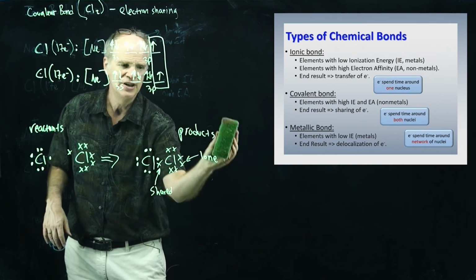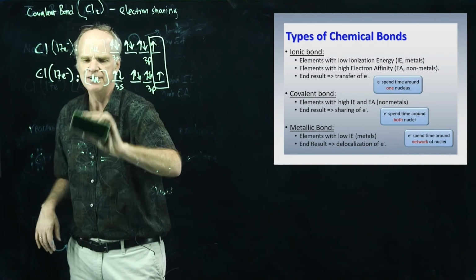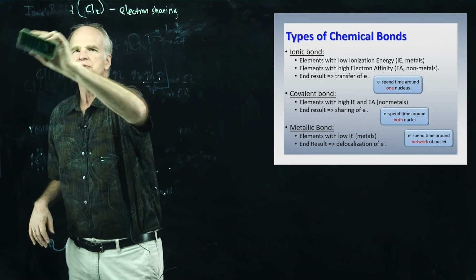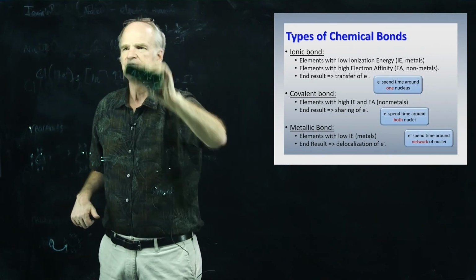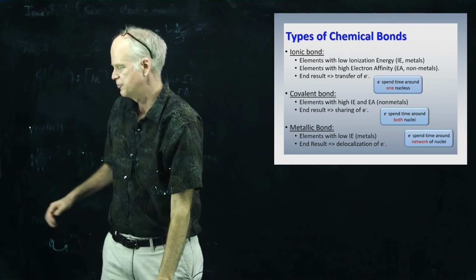Okay, so the next thing I want to talk about is something you need to understand: a basic property difference between ionic compounds and covalent compounds, which is very important.